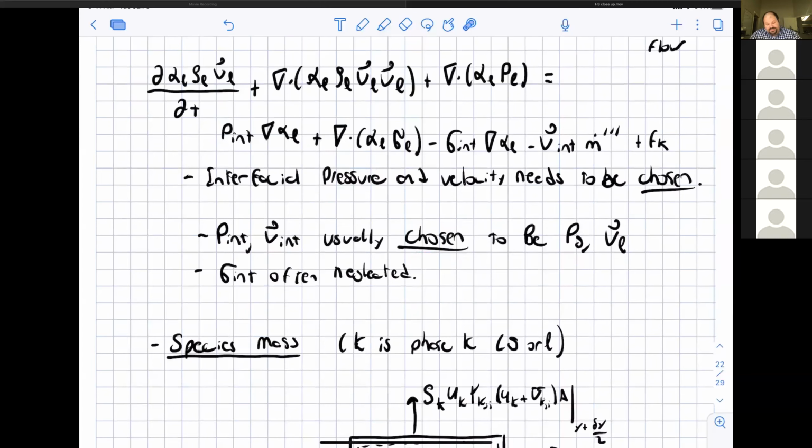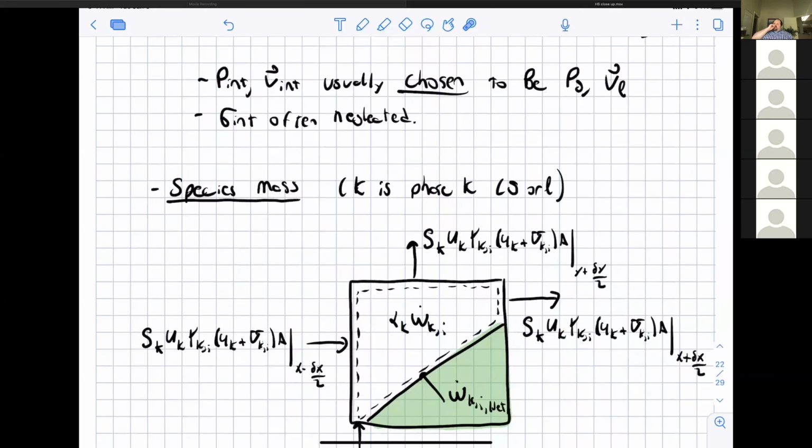Sometimes, because there really is no good rigorous theory for picking one over the other, I've seen people use V-int as the average of the gas phase velocity and the liquid velocity. Okay, and then the interfacial shear stress is often neglected. There may be some things that have models for that, but I'm unaware of them. It's often neglected because I've never heard of anybody ever really accounting for that. Okay.